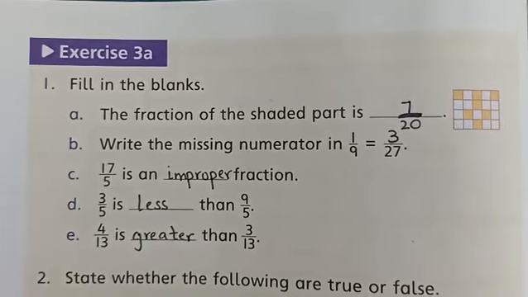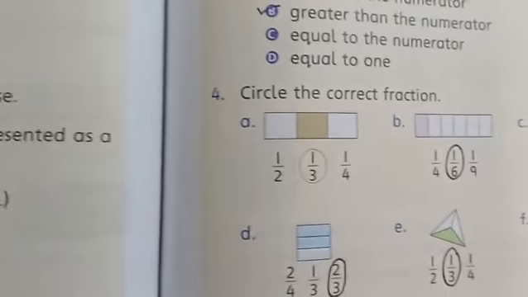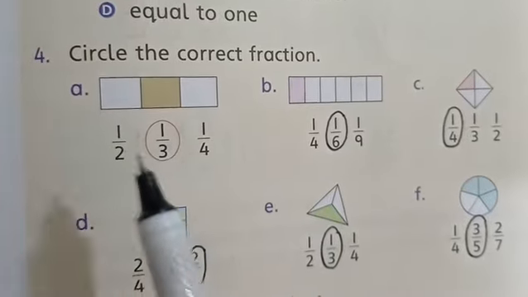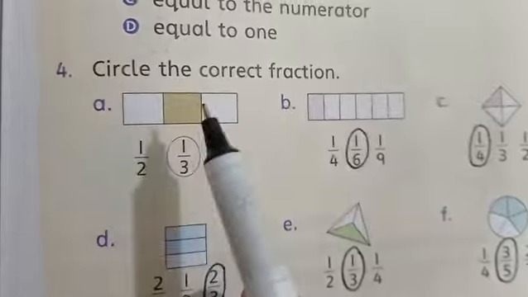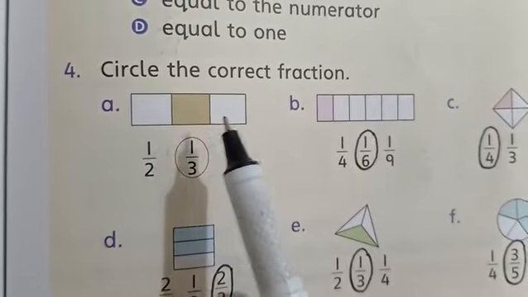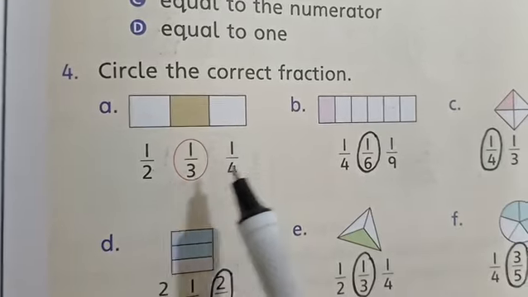Today we will start exercise 3a. Today we will solve question number 4. Here we have circle the correct fraction. Look at this A part. Here we have 1 by 2, 1 by 3 and 1 by 4. Total our parts are 1, 2, 3 and how many shaded parts? It is 1. So the fraction is 1 by 3.